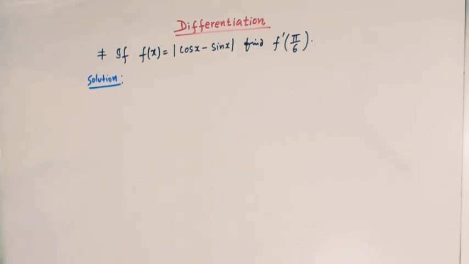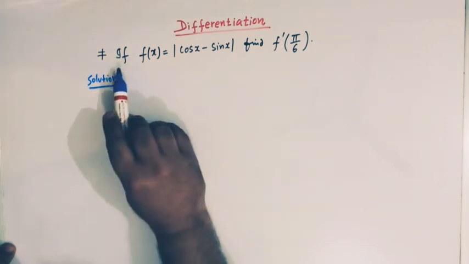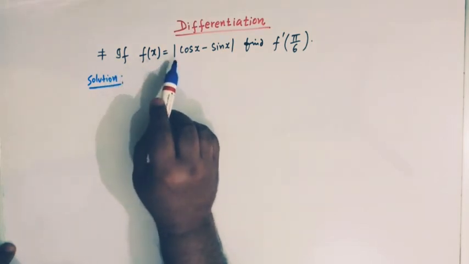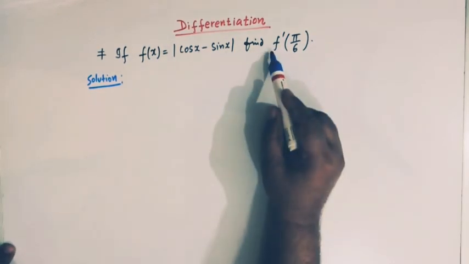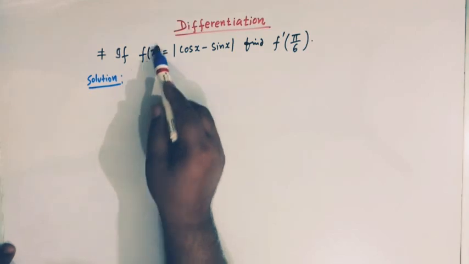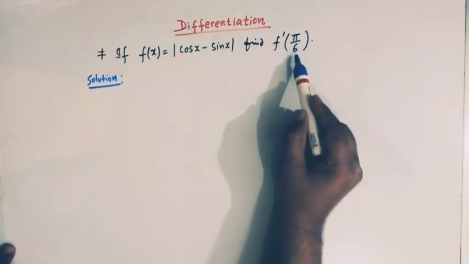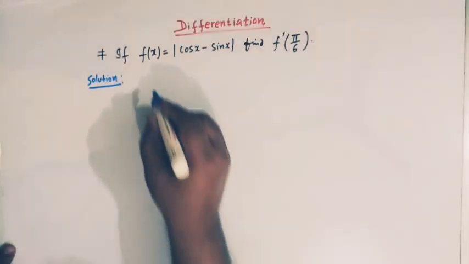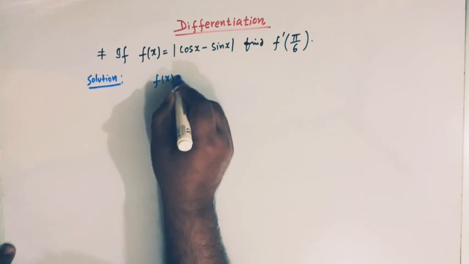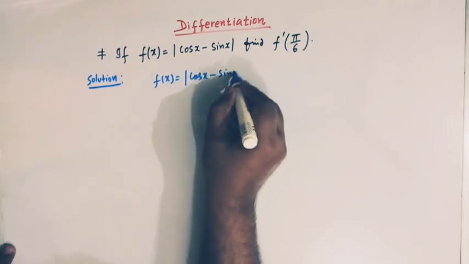Hello viewers, in today's class we are going to take up an important problem in differentiation. The problem is: if the function f(x) is equal to |cos x − sin x|, we have to find the derivative of this function at π/6. So let us start. Here we are given the function f(x) = |cos x − sin x|.